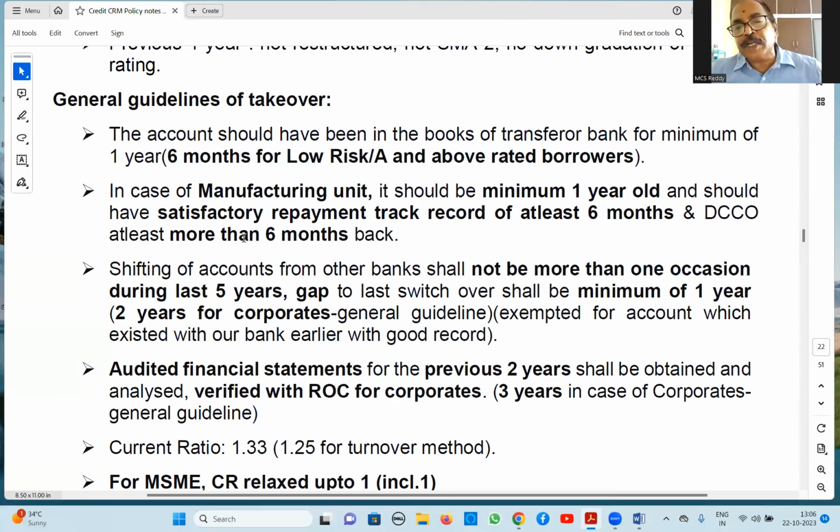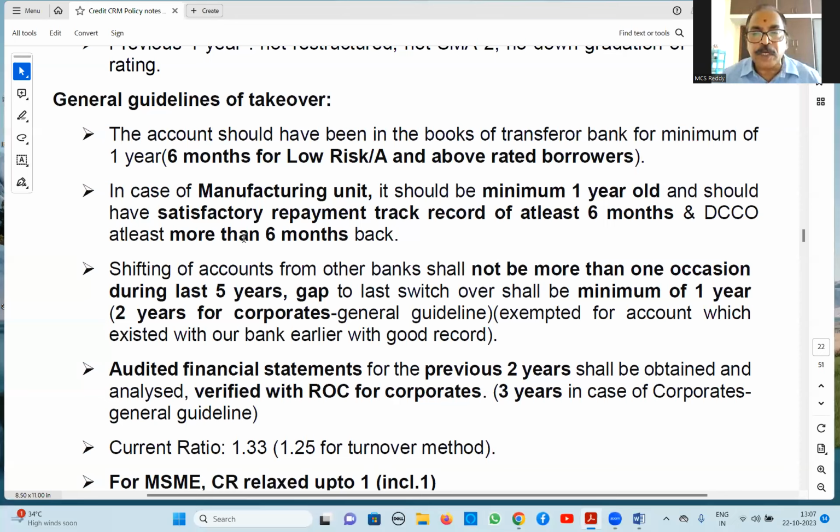Shifting of account from other banks shall not be more than one occasion during last 5 years. At least पिछले 5 साल में, not more than one occasion, that is shifting. And the gap to last switchover shall be minimum 1 year and 2 years for big corporates. Minimum gap from previous switchover. That means there should not be frequent switchovers. So at least it should run with the previous bank for 1 year. In case of big corporates, 2 years it should run. Then only it is eligible for takeover.